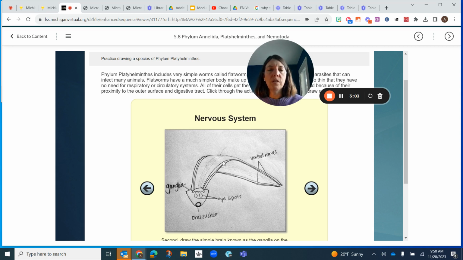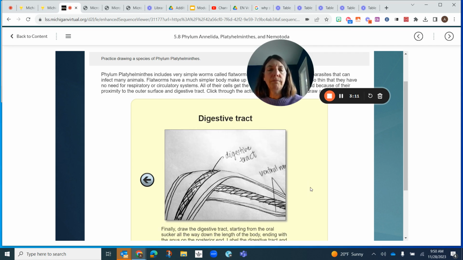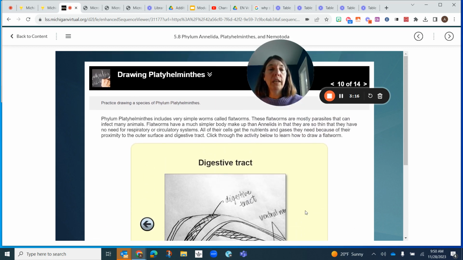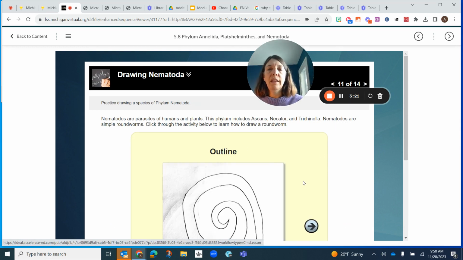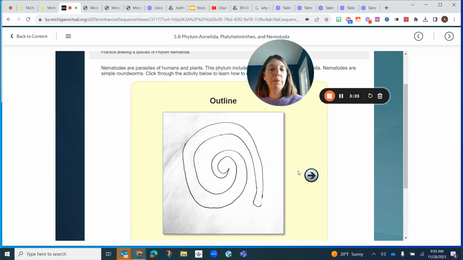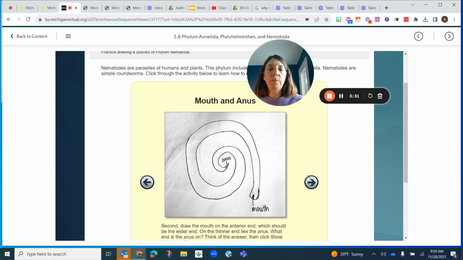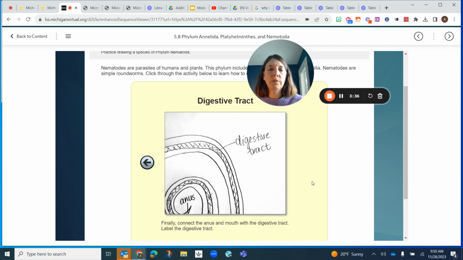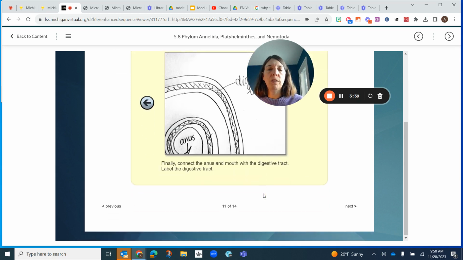The ventral nerves, or the nervous system, going along the outer edges, the ganglia here, and then the digestive tract running down the middle. So those are the characteristics of the flatworms or platyhelminths. And then finally we have the nematode, which is a parasite. A lot of times they're parasites of humans and plants. We have the posterior, the anterior with the mouth, and the digestive tract that runs right through.